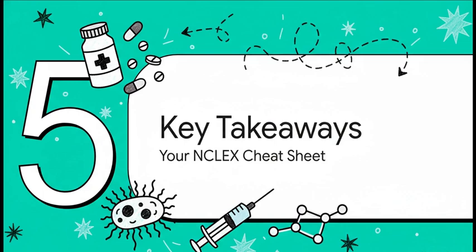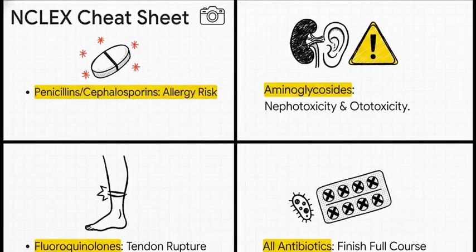Okay, let's pull everything together into one final, simple cheat sheet. This is perfect for a quick review or to screenshot for your notes. Here it is. For penicillins and cephalosporins, think allergy risk. For aminoglycosides, remember the little saying: they're a mean old mycin that hurts the kidneys and ears. For fluoroquinolones, that floxin ending can flow right into the tendon and rupture it. And for absolutely all antibiotics, remember C. diff and that you must finish the full course.